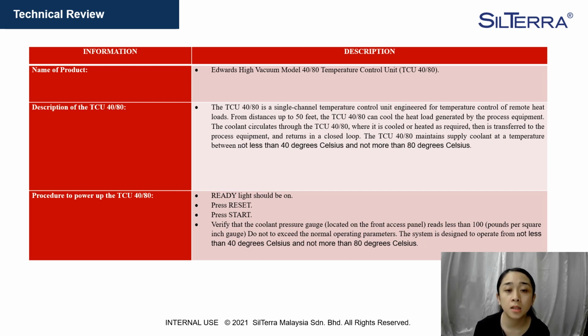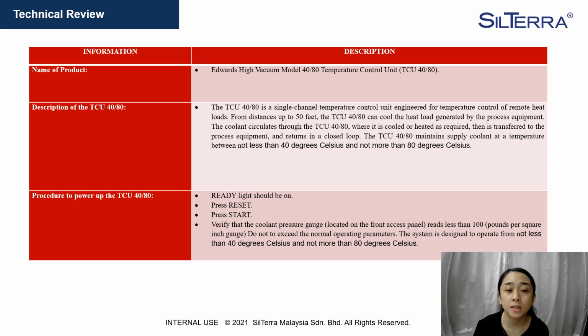The coolant circulates through the TCU4080 where it is cooled or heated as required. Then it is transferred to the process equipment and returned in a closed loop. The TCU4080 maintains supply coolant at a temperature between not less than 40 degrees Celsius and not more than 80 degrees Celsius. The procedure to power up the TCU4080: the first step is the ready light should be on.